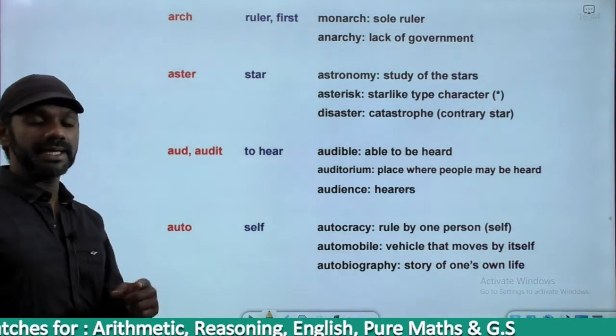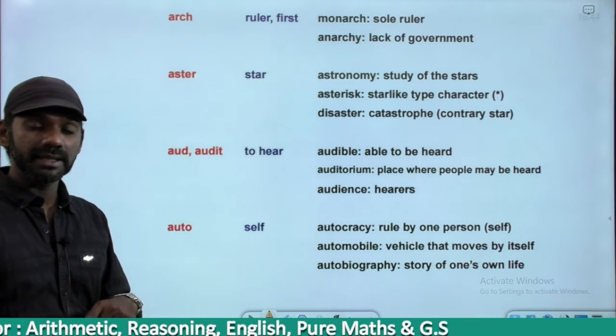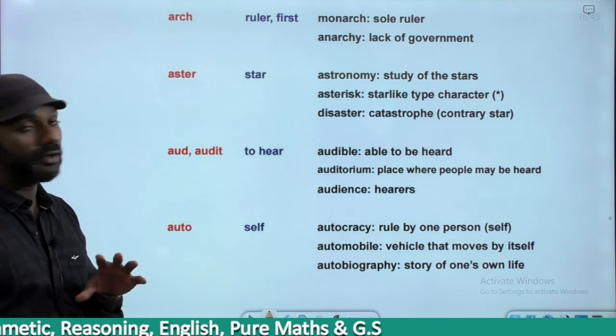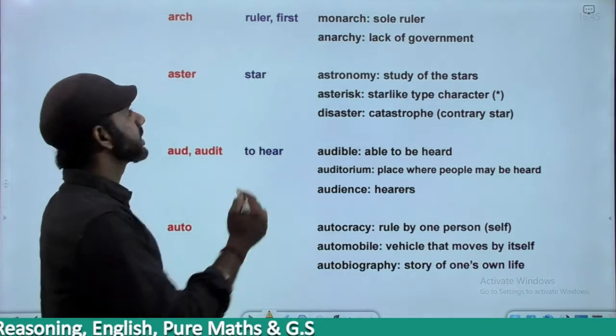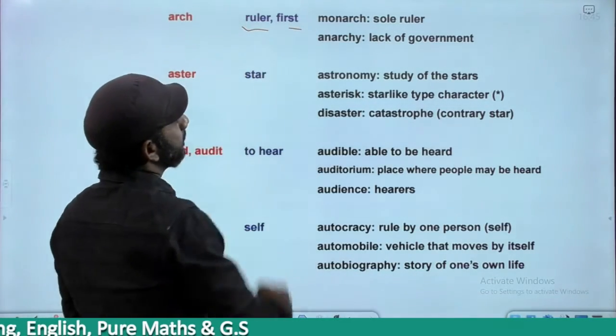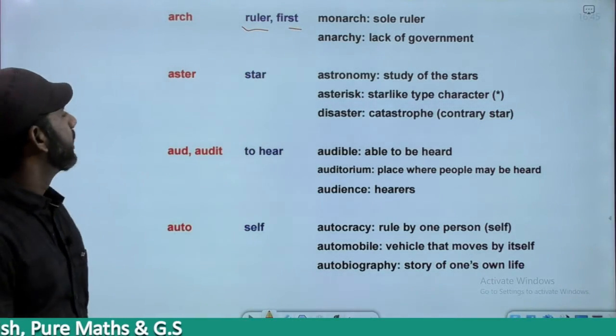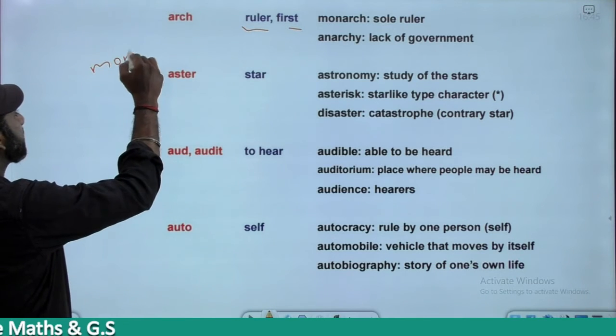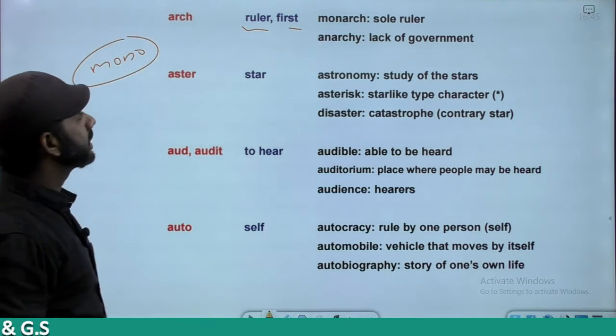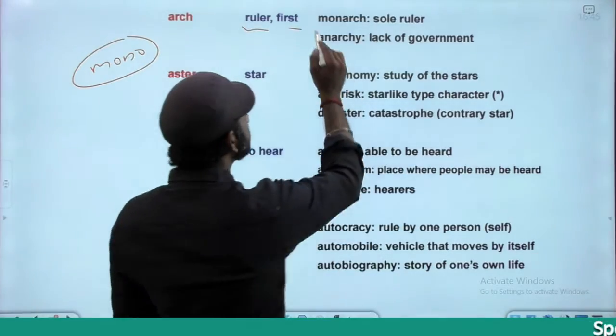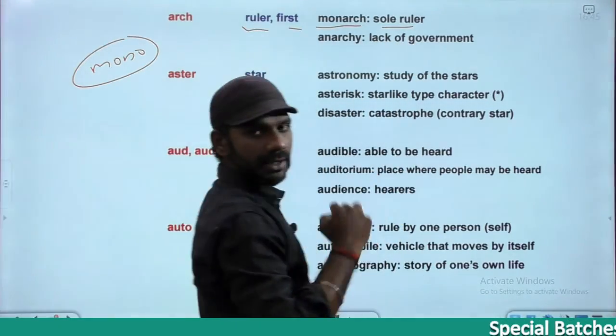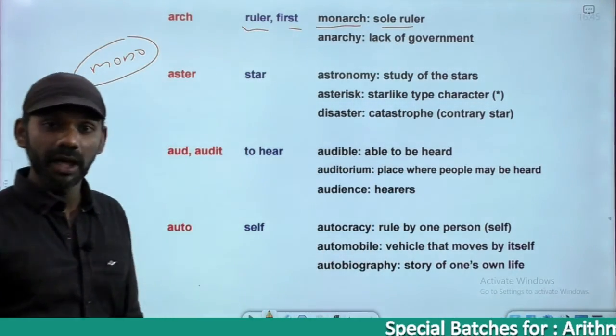ARCH, I told you this. ARCHY, arch has one more meaning, like chief or first. Ruler is the chief or first. Monarch, sole ruler. Mono means single, right? Arch means ruler. So monarch is a sole ruler, single ruler, like queen, king and all.